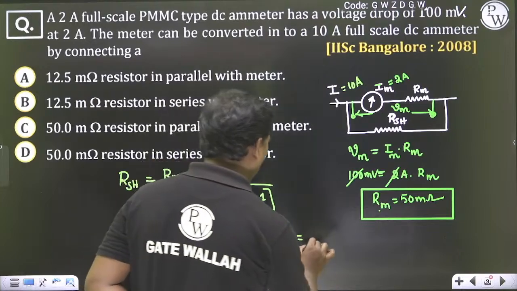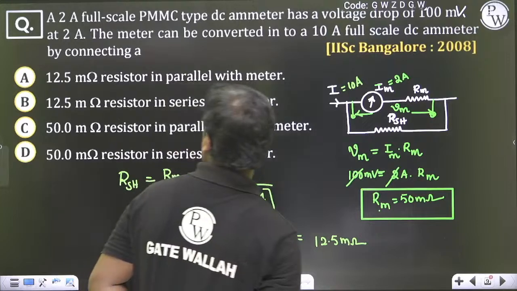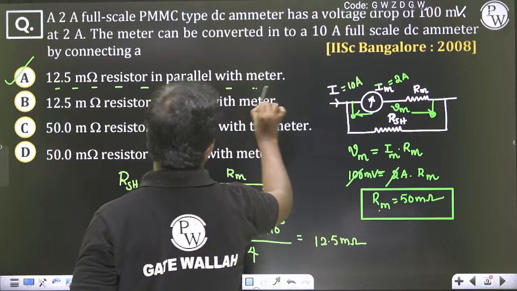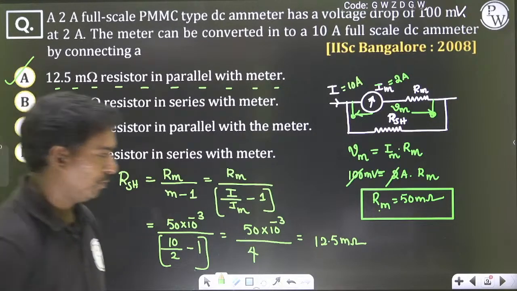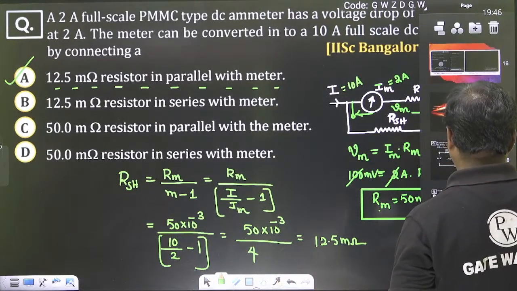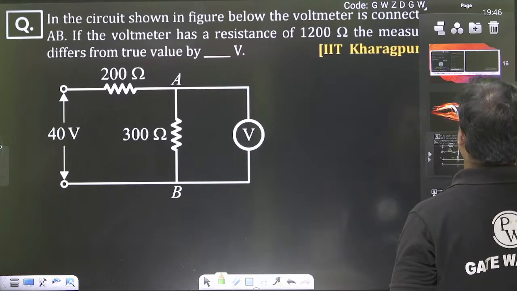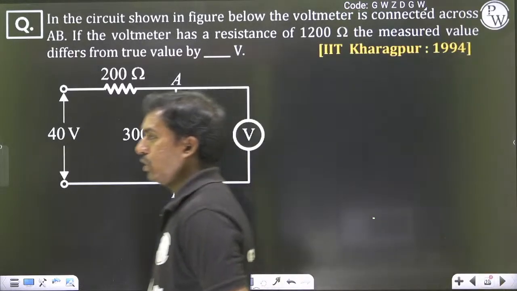12.5 milliohms in parallel with the meter. So option A will be the right answer. So try to answer this question. IIT Kharagpur 1994 question.